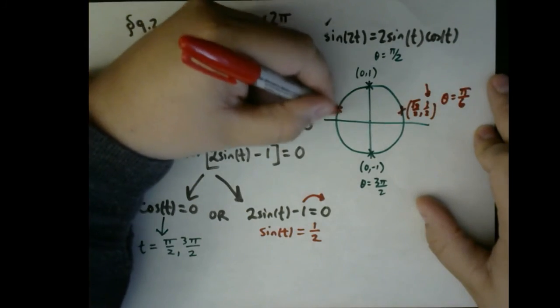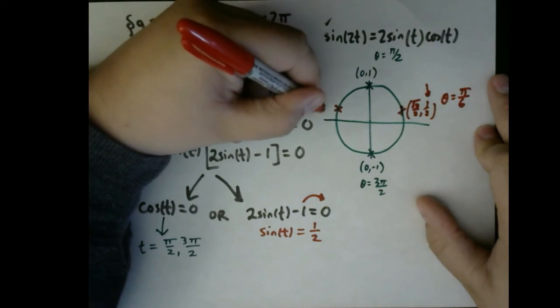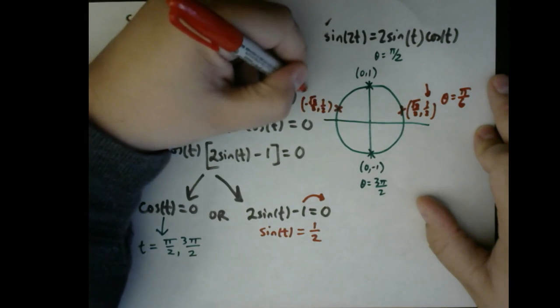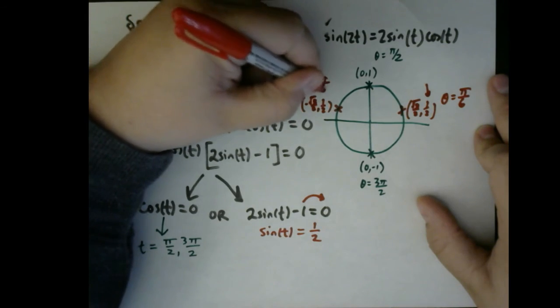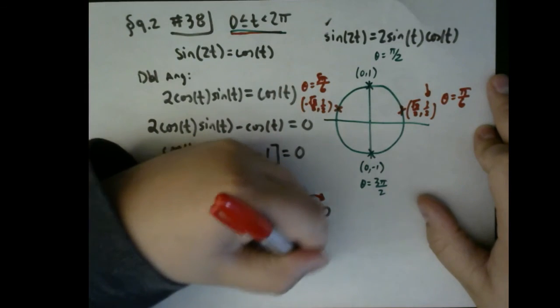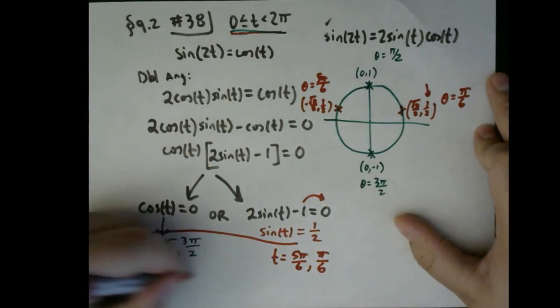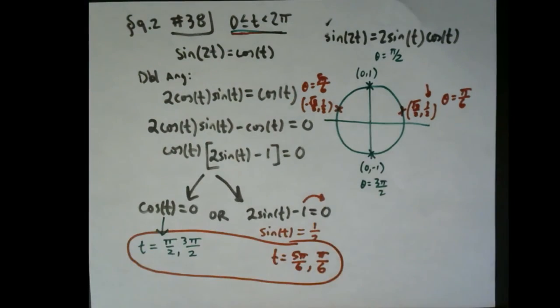And the other one is over here. Its coordinates are negative root 3 over 2, positive 1/2. Again, the sine is the second coordinate, and it's at 5 pi over 6. So I get 5 pi over 6, and I get pi over 6. And these four solutions together are the solutions of this original equation within that interval.